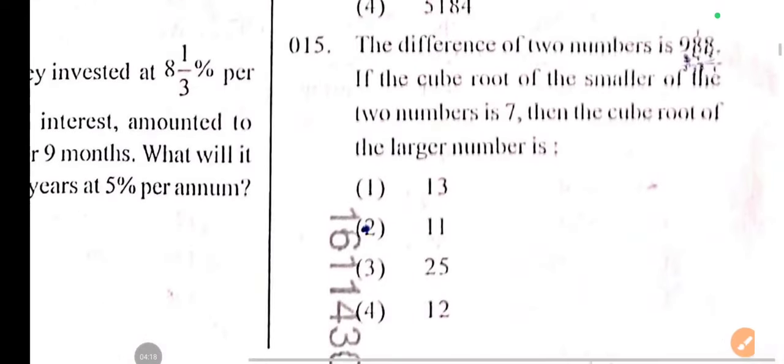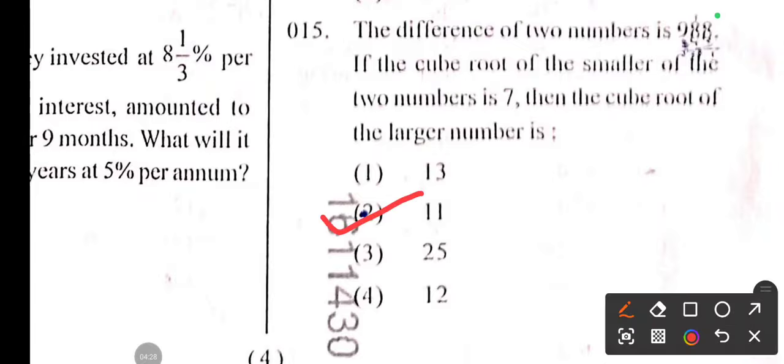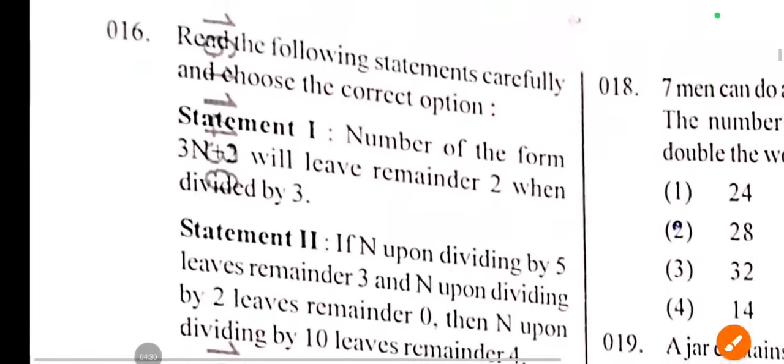14th one. The least square number which is exactly divisible by 3, 4, 5, 6 and 8 is option 3, 3600. 15th question. The difference of two numbers is 988. If the cube of the smaller of the two numbers is 7, then the cube root of the larger number is option 2, 11.